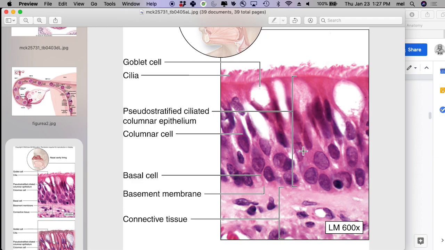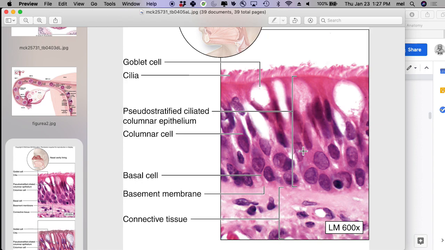Ciliated tells you that it's got cilia all the time. Columnar is the shape of most of the cells. They're taller than they are wide, and of course it's an epithelium. You can write down whatever's in your lab book and whatever's in your textbook. It's fine. So why is it pseudostratified? What does pseudo mean? False.